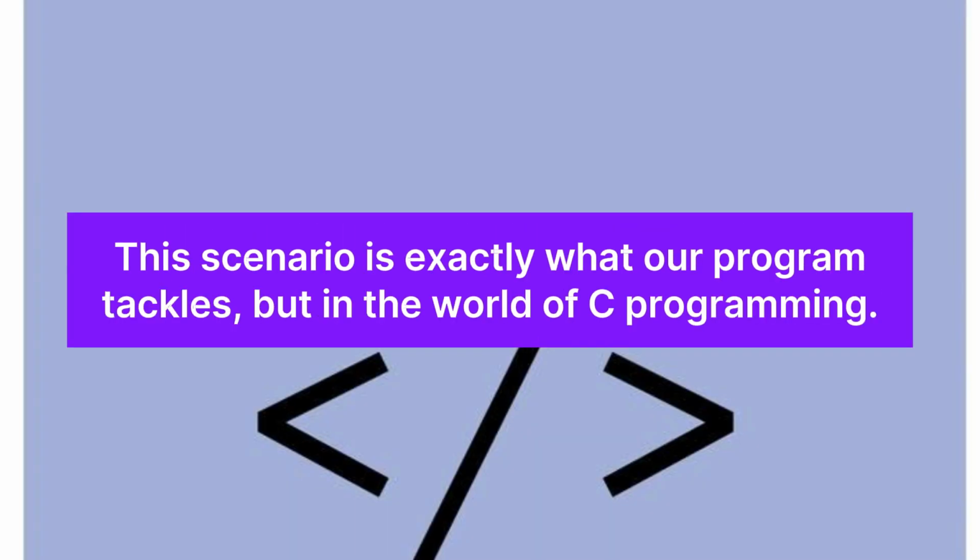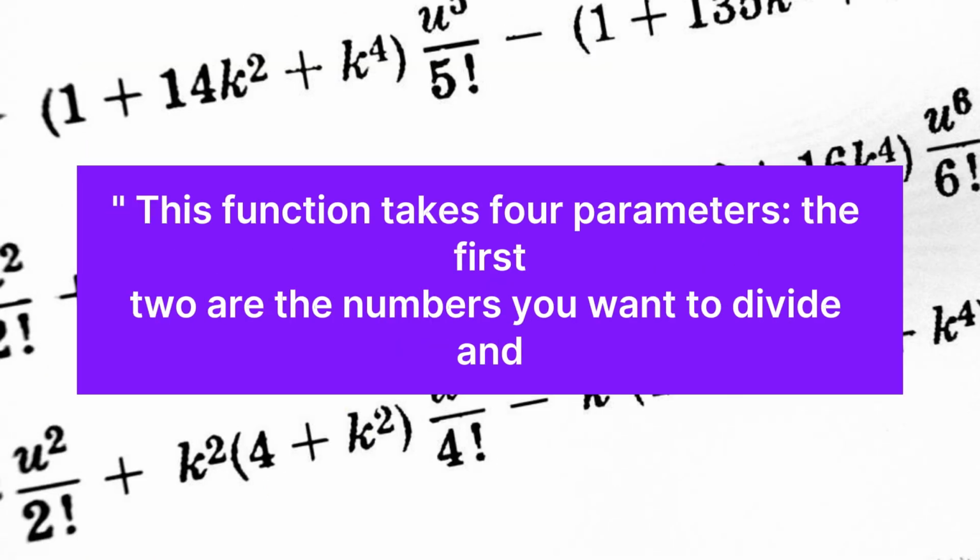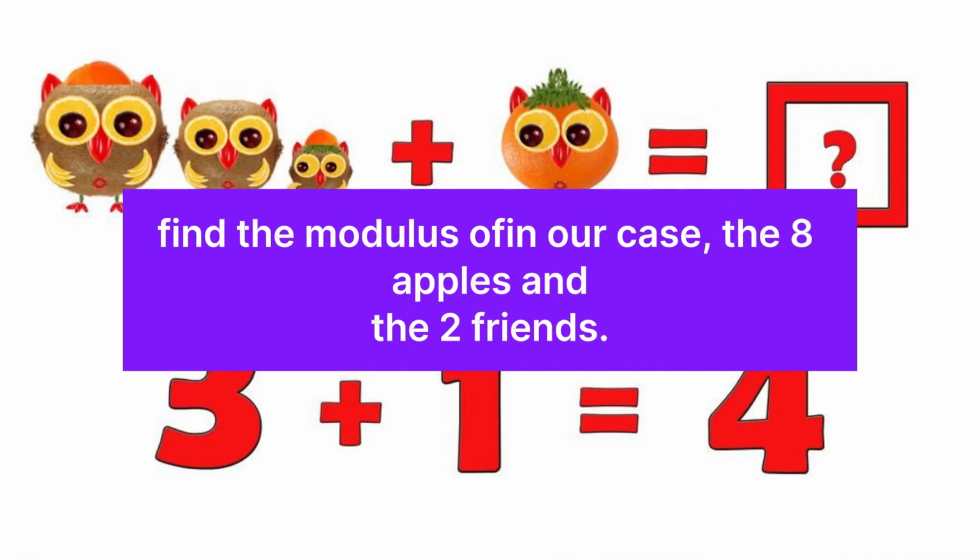This scenario is exactly what our program tackles, but in the world of C programming. At the heart of our program is a special function. Let's call it the divider and modulator. This function takes 4 parameters. The first 2 are the numbers you want to divide and find the modulus of, in our case, the 8 apples and the 2 friends.